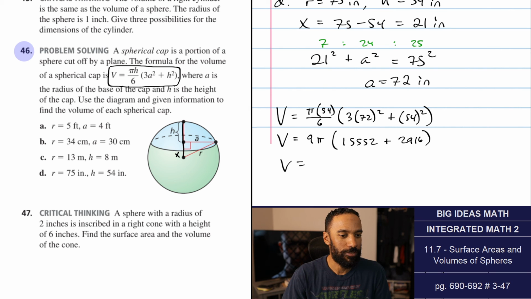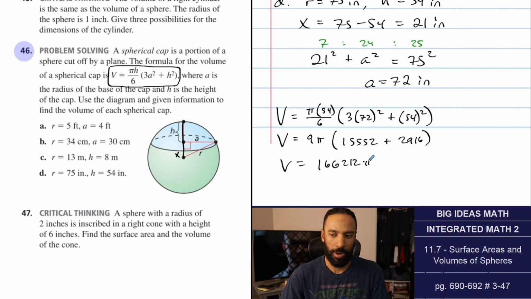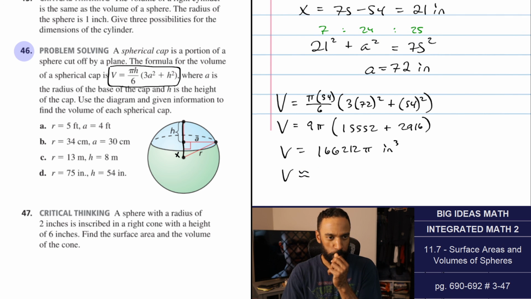This plus 1552 and then times 9. This is going to be a big number. So this is the number just in terms of pi. 166,212 pi. And this is cubic inches. And so that rounds to times pi.